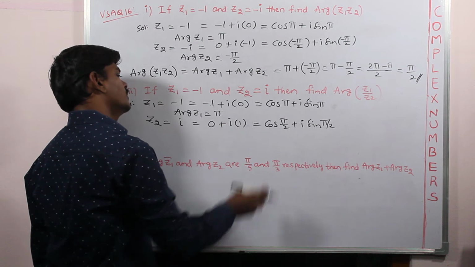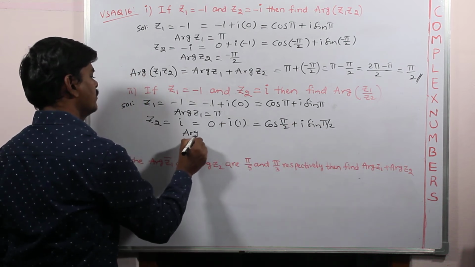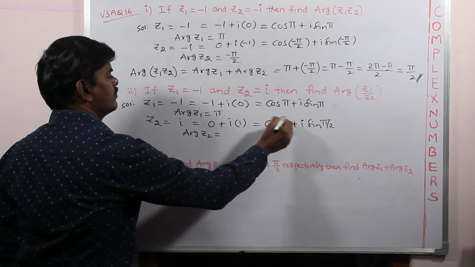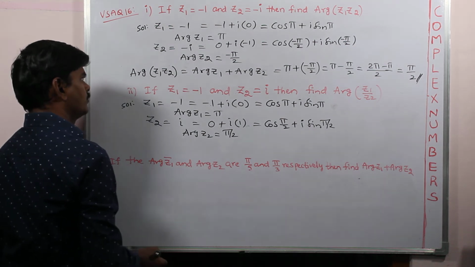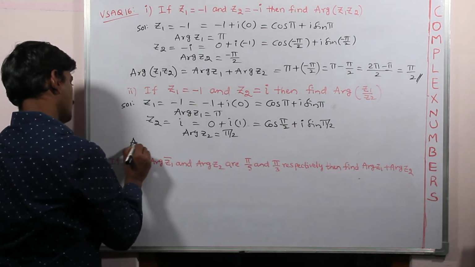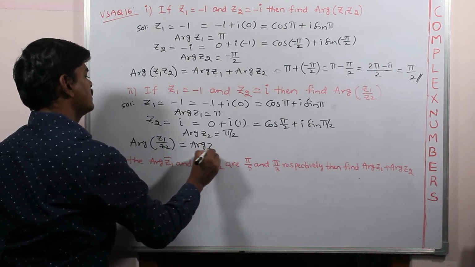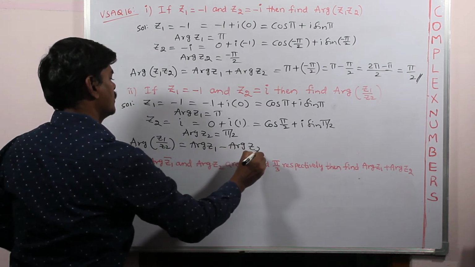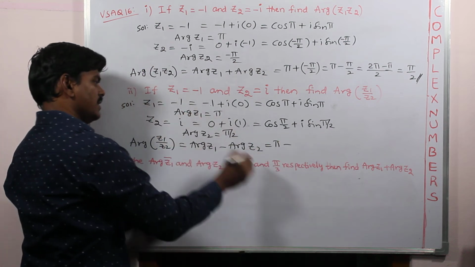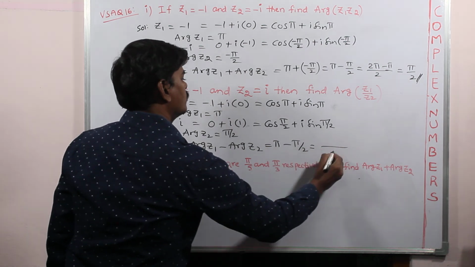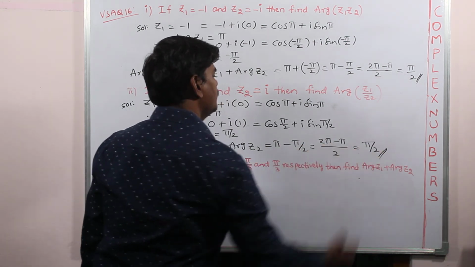So I told you, whatever theta we get, that is your argument. So I can now write the arg z2 value. In place of theta we have pi by 2 in both places, so that pi by 2 becomes the argument. Now we are asked to find arg of z1 by z2. The formula is arg z1 minus arg z2. Substitute the arg z1 value pi minus the arg z2 value pi by 2. Now 2 is the LCM: 2 pi minus pi. So the answer is pi by 2.